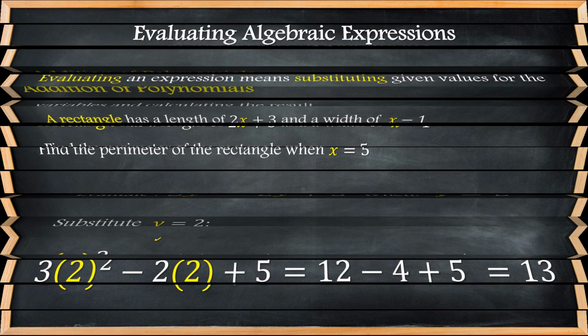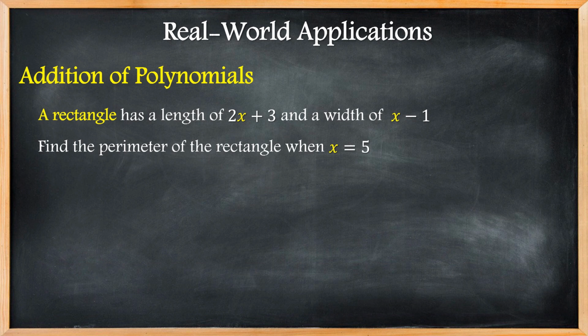Let's explore a real-world application of algebra, finding the perimeter of a rectangle using an algebraic expression. We are given a rectangle with a length of 2 times x plus 3 and a width of x minus 1. Our goal is to find the perimeter of this rectangle when x equals 5.